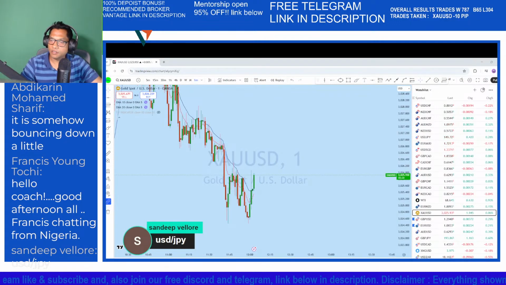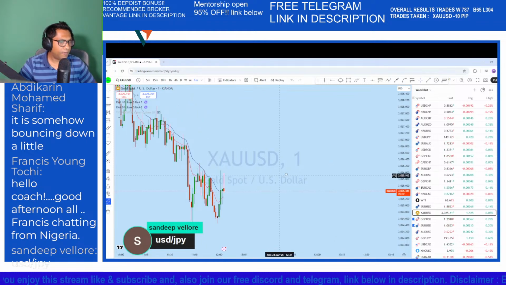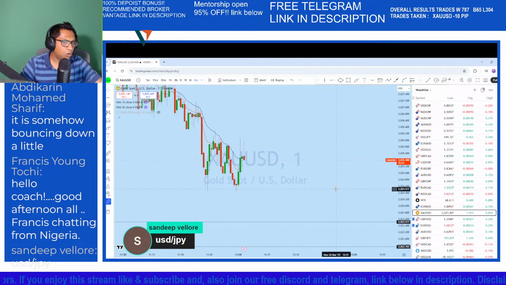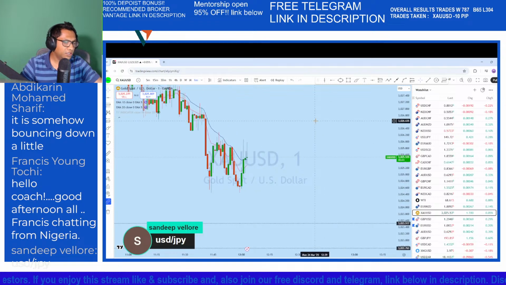Let's get some different music here to see the market giving that entry opportunity here. Okay, so here is what you can see. There is a long wick doji.